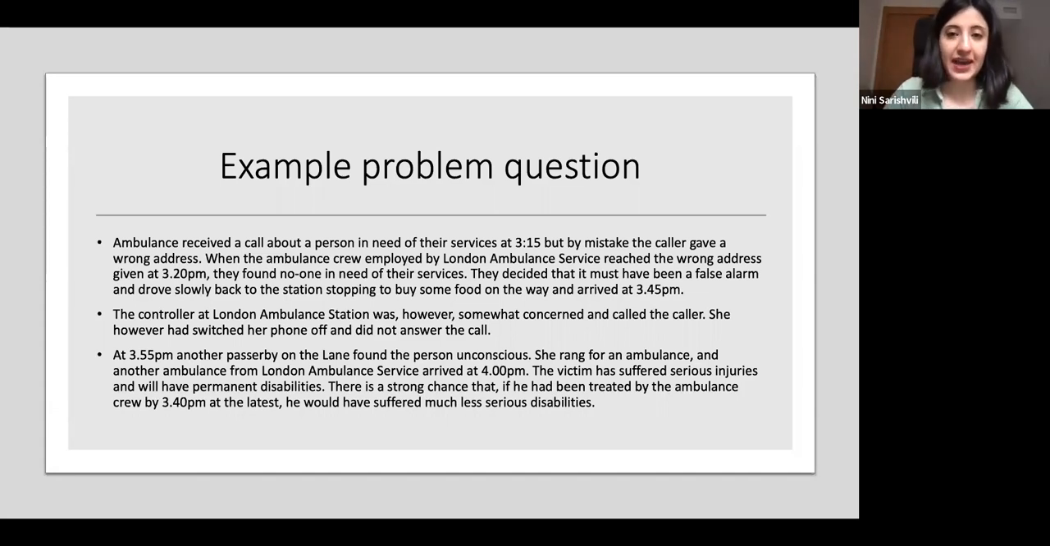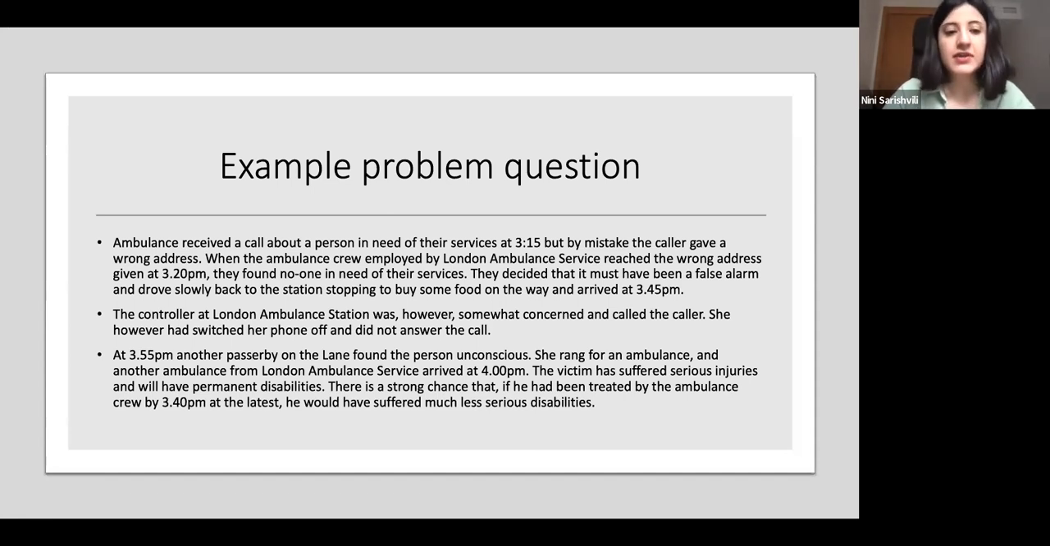An example problem question that you may get on tort is the following. An ambulance received a call about a person in need of this service at 3:15, but by mistake the caller gave a wrong address. When the ambulance crew employed by London Ambulance Service reached the wrong address given at 3:20, they found no one in need of their services, and they said it could be a false alarm and left. However, the controller at London Ambulance Station was concerned and tried to double check. She, however, had switched her phone off. The original caller didn't answer.